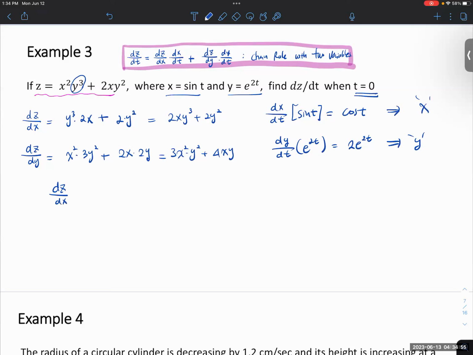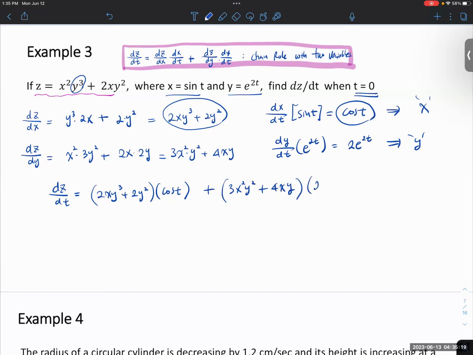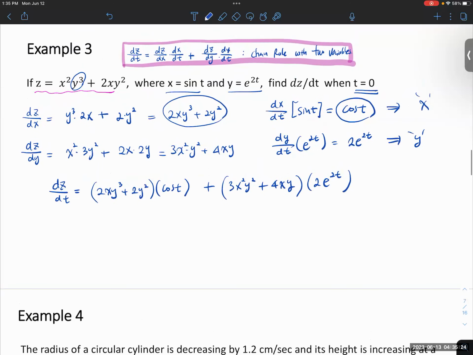dz over dx, dz over dt. So you're going to multiply this two, not that one, this one. So 2xy third, 2y second times cosine t plus 3x second, y second plus 4xy, 2e to the 2t. Okay, so now you're going to plug in x and y in terms of t here. So let's plug in.